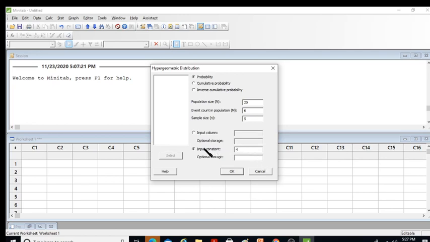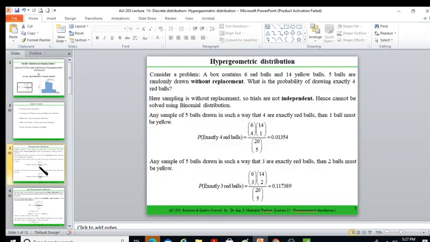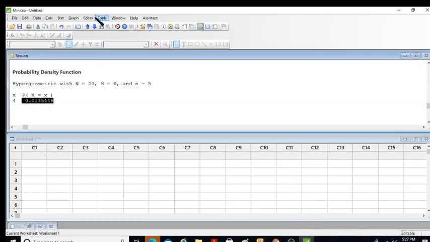balls. If I click OK, I will be able to see the corresponding probability in the session window. So you can see when your N is 20, M is 6, and n is 5, the corresponding probability is 0.013459. This is exactly the same as if you see this problem: 20 combination 5, 6 combination 4 and 14 combination 1, you end up with 0.01354.